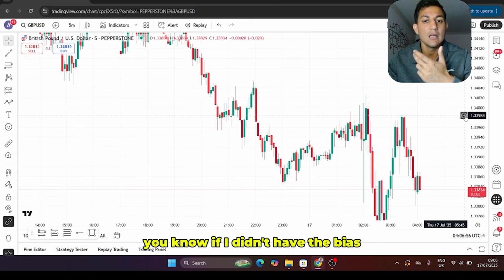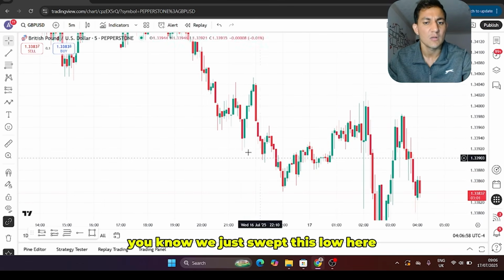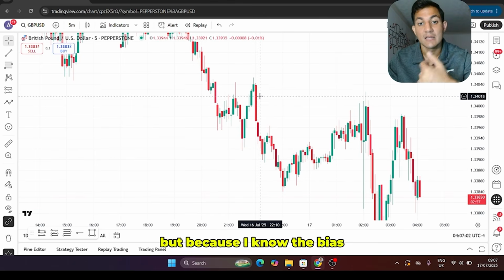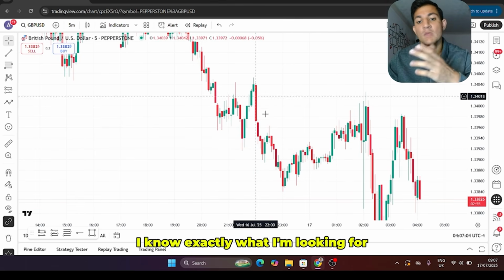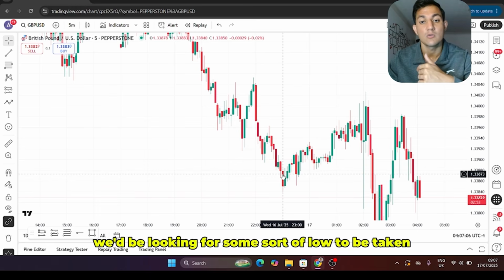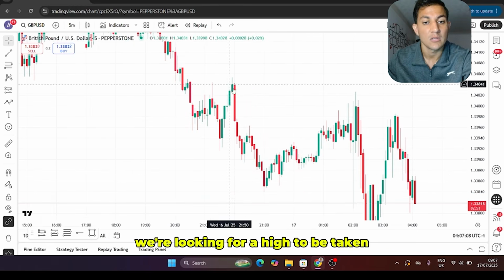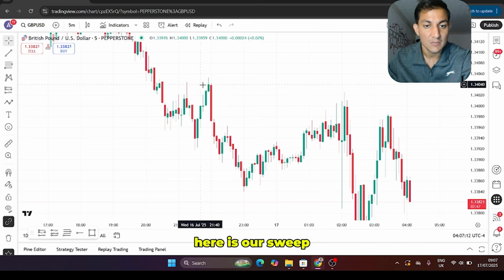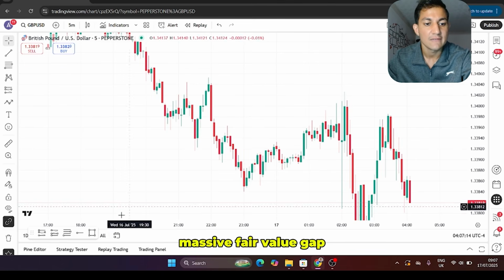If I didn't have the bias, I'd be like, we just swept this low here, is this a sweep or is this a sweep? But because I know the bias, I know exactly what I'm looking for. If we were bullish, we'd be looking for some sort of low to be taken. But because we're bearish, we're looking for a high to be taken. So we have our sweep. This wick here is our sweep. The confirmation is this massive fair value gap.